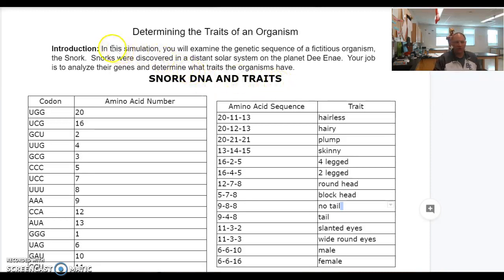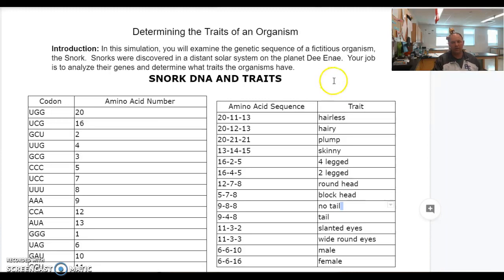So you'll have an idea in the simulation. You're going to examine the genetic sequence of a fictitious organism, the Snork. Snorks were discovered in a distant solar system on the planet DNA, pun intended. Your job is to analyze their genes and determine what traits the organisms have.